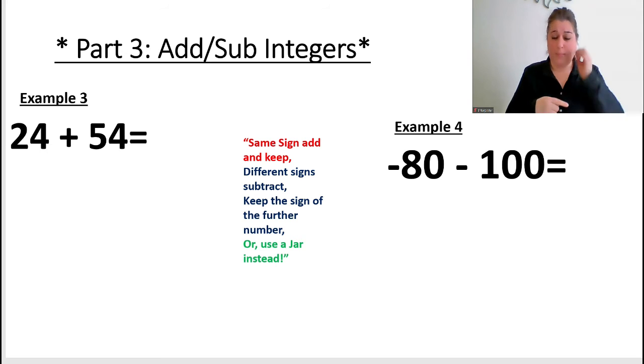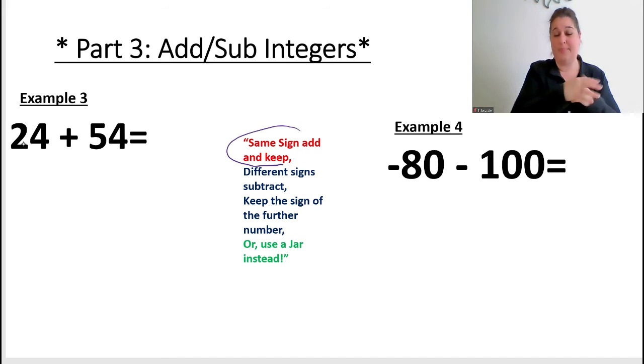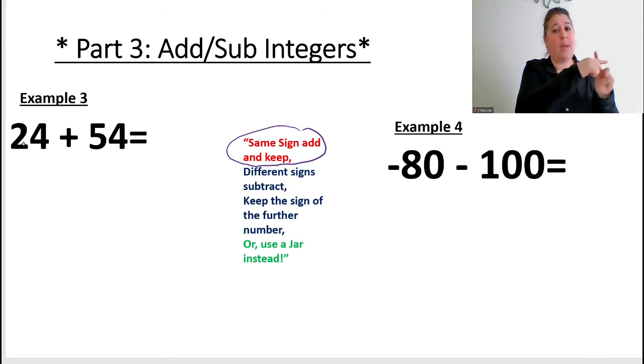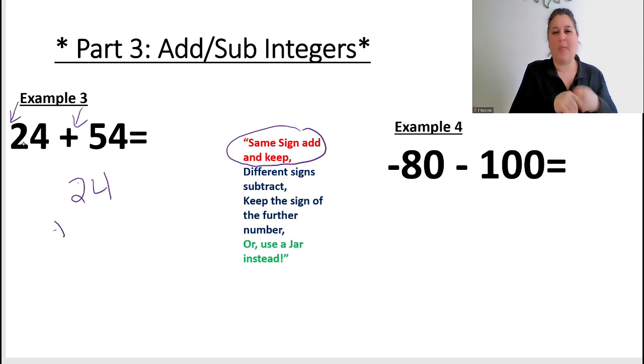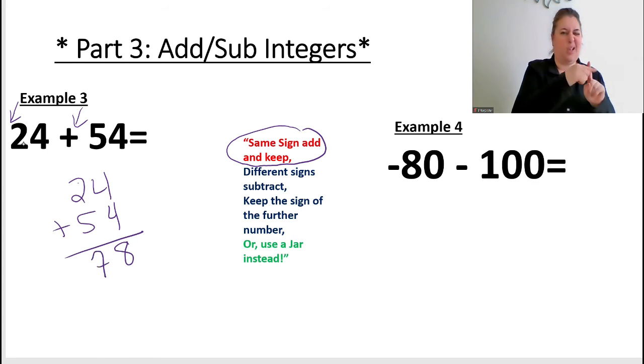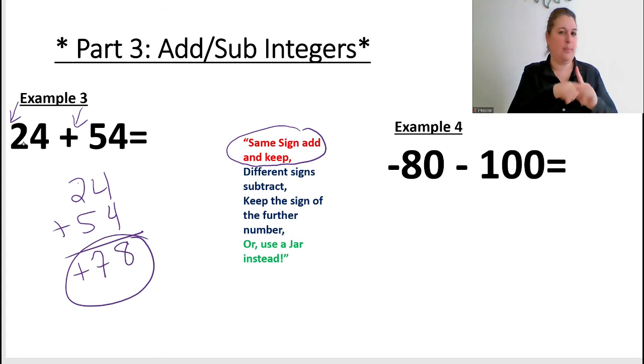Next example. Okay, 24 plus 54. It still applies. Same sign, add, and keep. They're both positives. Remember, if you don't see a positive in front of the number, it's positive. So I'm going to do 24 plus 54 and keep the sign. The sign was positive, so it's still just +78.